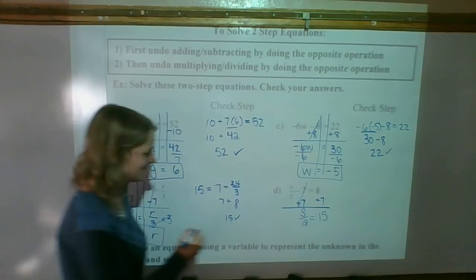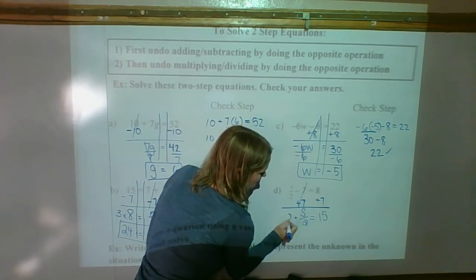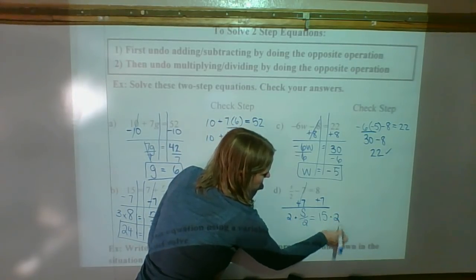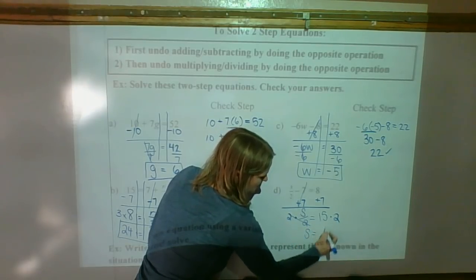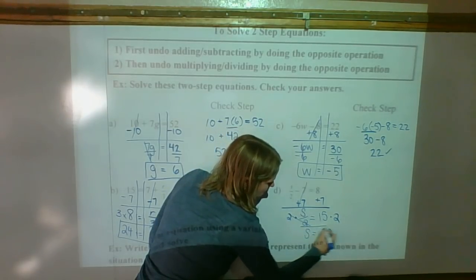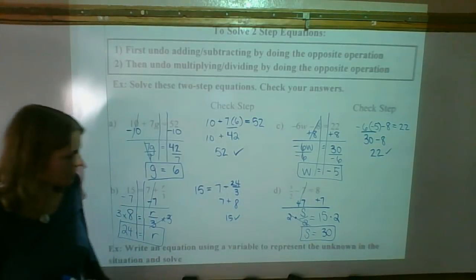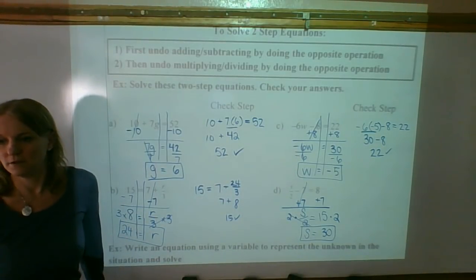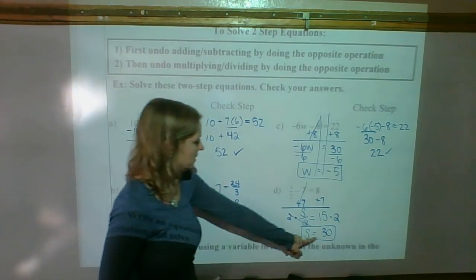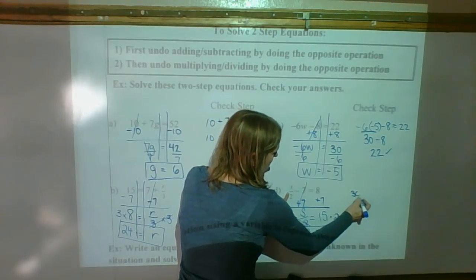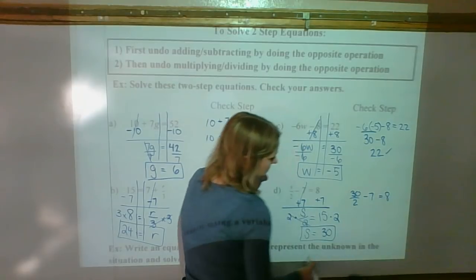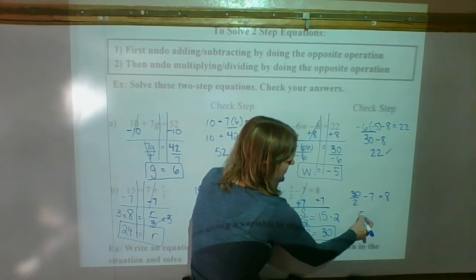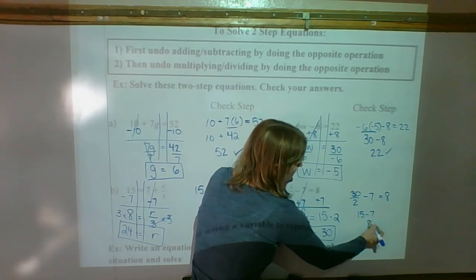All right, now what? Times by 2. Yep, divided by 2, sweet. Times by 2. So those will cancel, giving you S equals then 30. All right, am I all done? Check step. Nope, we want to make sure it works out, right? So plug it in. So 30 over 2 minus 7, does that equal 8? Well, let's see. 30 divided by 2 is 15, minus 7, 8.